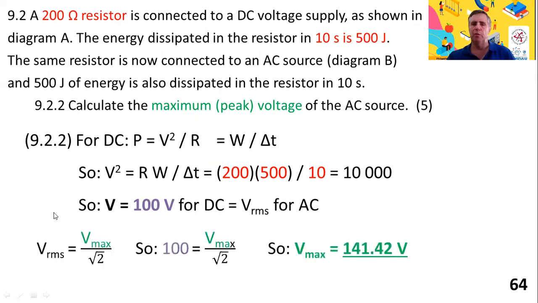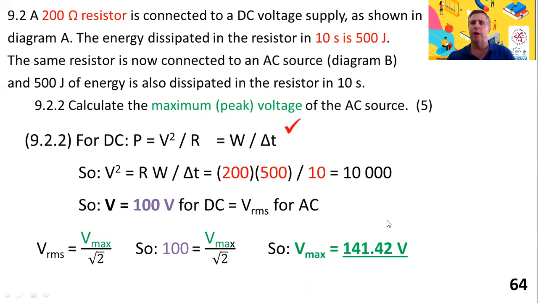So we can now proceed and say for the AC source, VRMS is Vmax over root 2. So putting in our answer of 100 volts, 100 volts is Vmax over root 2. So a quick calculation tells us Vmax is 100 times root 2, which is 141.42 volts. So follow through carefully how we use the 3 different equations to come to that answer.